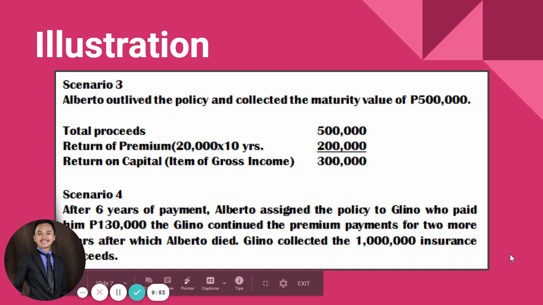Okay, however, let us say on scenario 3, Alberto outlived the policy and collected the maturity value of 500,000. So luckily, Alberto has outlived, meaning Alberto is still alive even after the 10 years of contract sa insurance. So in this case, Alberto will be receiving 500,000. So 500,000, diba? When Alberto dies, his heirs will receive 1 million. However, when Alberto is still alive, he will only be receiving 500,000.